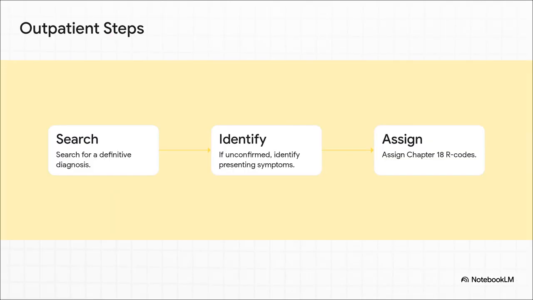So if a patient leaves a clinic and the chart ends with something like suspected pneumonia or fever of unknown origin, you follow a strict process. Search for the definitive diagnosis. Since it's unconfirmed, you identify the presenting symptoms instead and assign those Chapter 18 R-Series symptom codes. Basically, if there's no definitive diagnosis, getting that green checkmark of approval, you code the symptom.